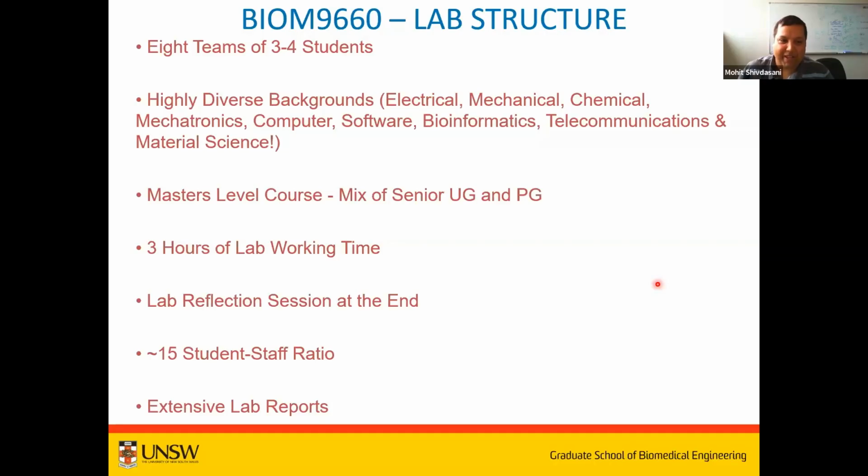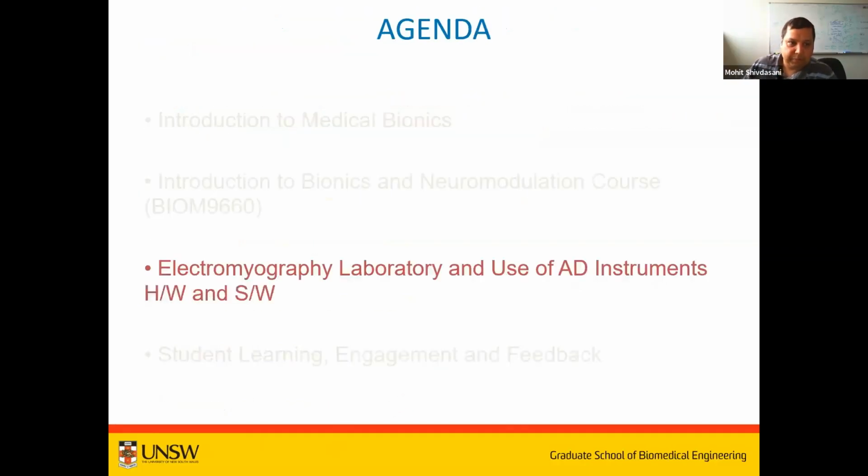They can put a report at the end, but this thing actually forces them to come out of their comfort zone and participate in discussion sessions at the end of the lab. So they actually tell us what they've learned. The labs are on about 15 student staff ratio. So there's two staff members, including me, in the lab. And as I said, because it's weighted 40%, we get them to do very extensive lab reports in this course.